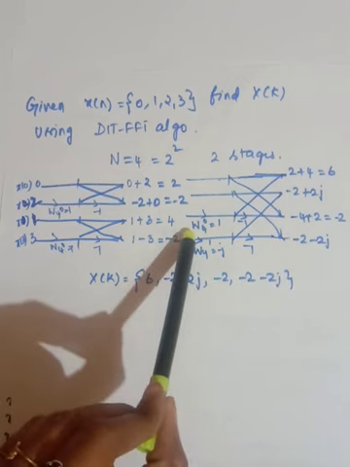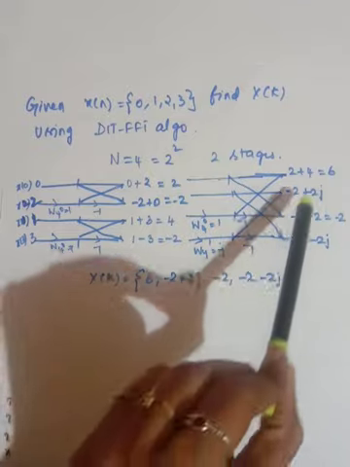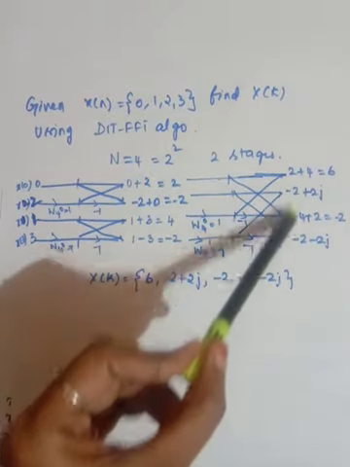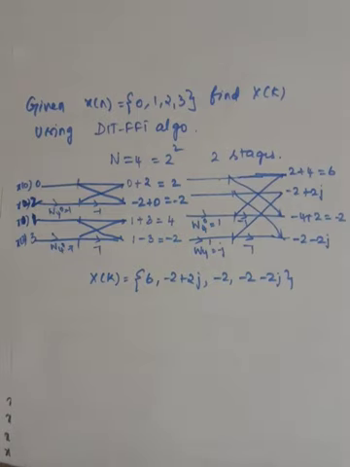So the same thing, W4 power 0 and W4 power 1, which is equal to minus j. So finally we got the output like this. So the output will be in the normal order. So finally we got the output in the normal order.